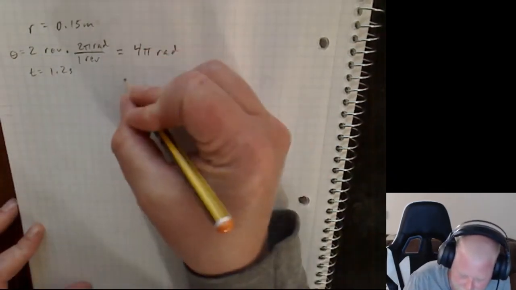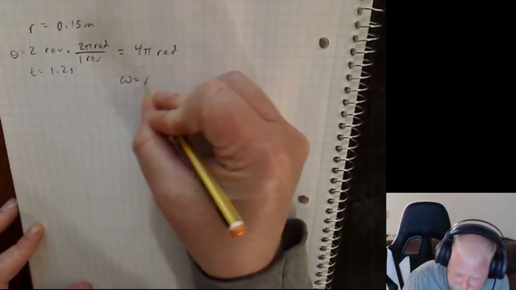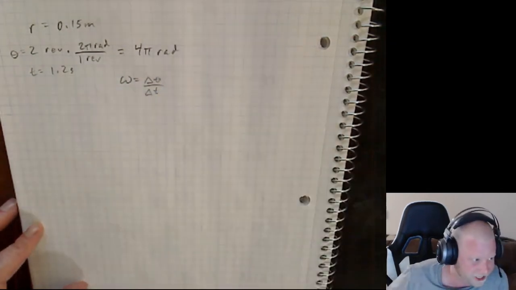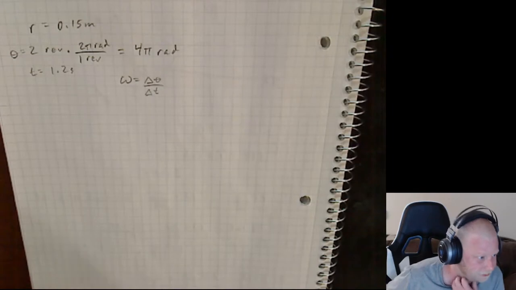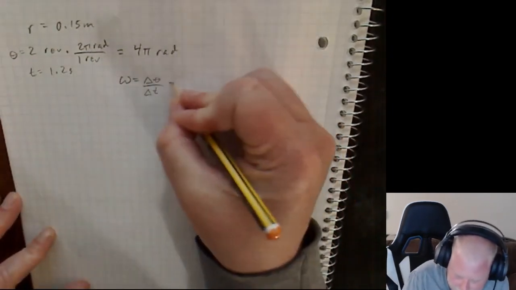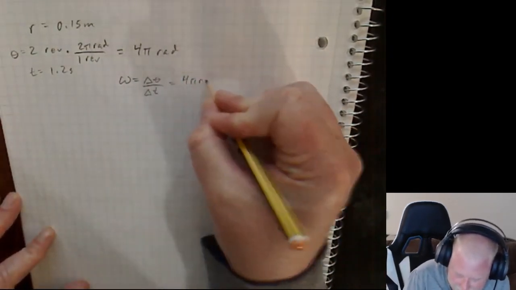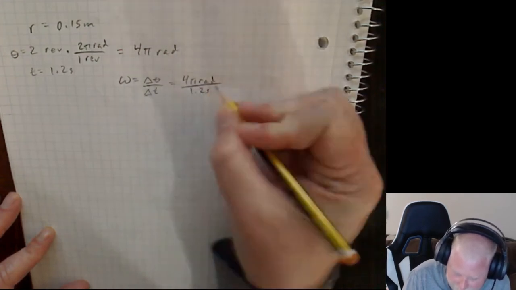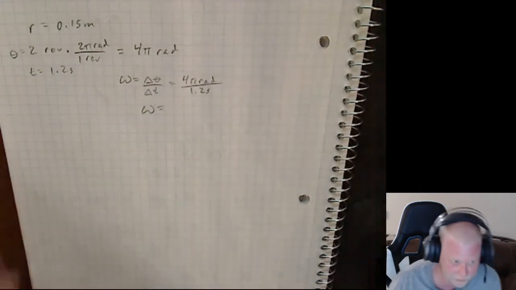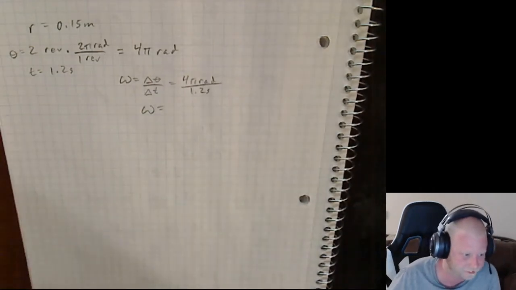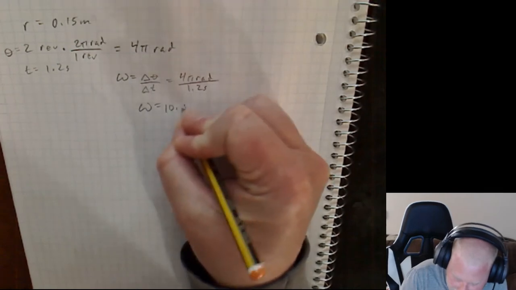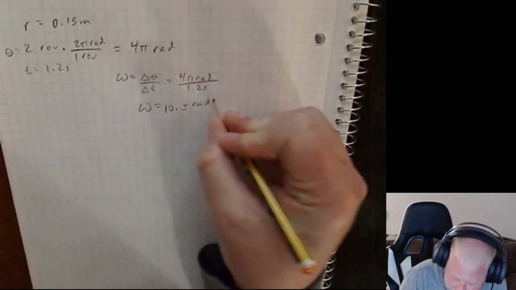So if we want the ball's angular velocity, it's a change in angular position over time. So 4 pi radians over 1.2 seconds, and we get an angular velocity of 10.5 radians per second.